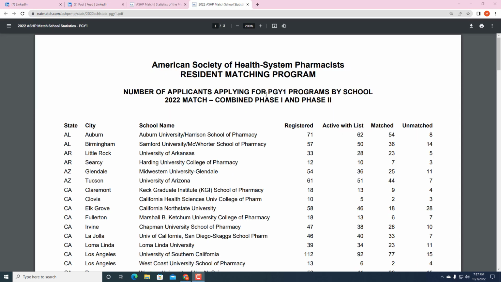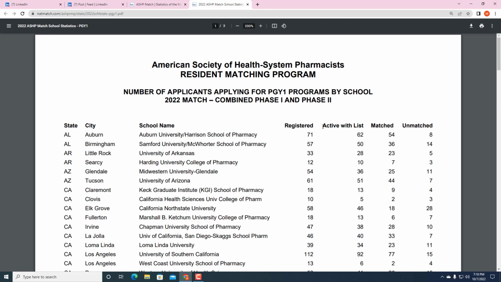Here we are with the ASHP resident matching and the statistics of the match. To go from registered here to active with list, you are going to rank a pharmacy residency as some place that you would like to spend the next year. But for any reasonable person to make it so that you're going to be active with list, you not only have to have earned an interview, you have to have earned an interview that you are happy enough with, that you are willing to go there for a year.